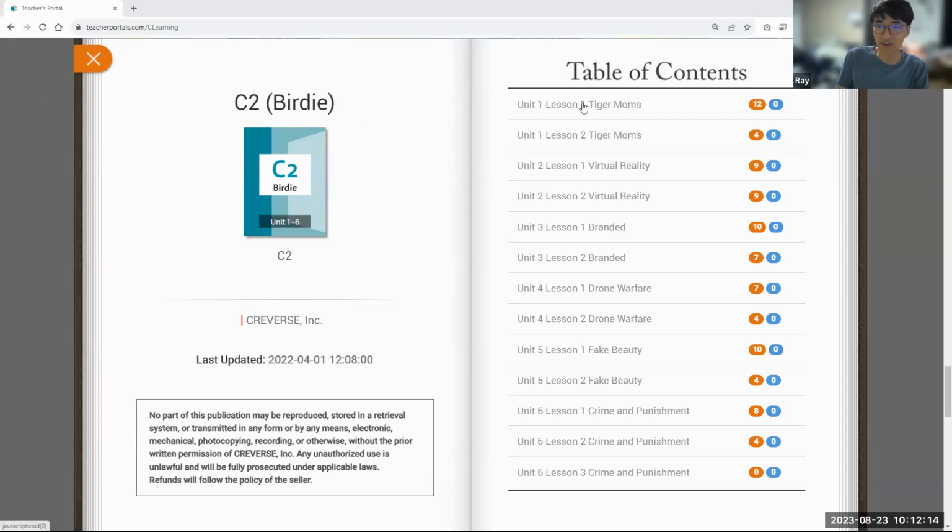But again, there are very, very few differences compared to all the levels. I'll point out a couple when we get there.